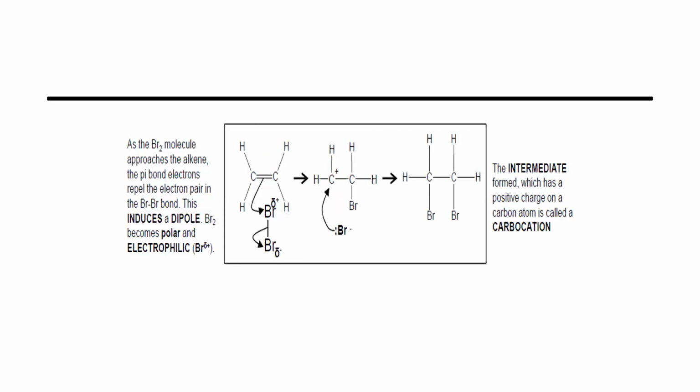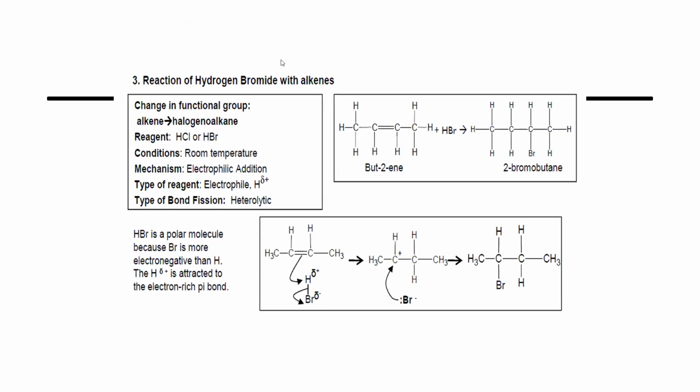So for symmetrical alkene, it's one possibility. For asymmetrical alkenes, in which the molecule does not have a symmetry, it can result in the formation of different carbon cations. One will be the major product, another one will be the minor product. Same thing, the reaction of hydrogen bromide with alkene.